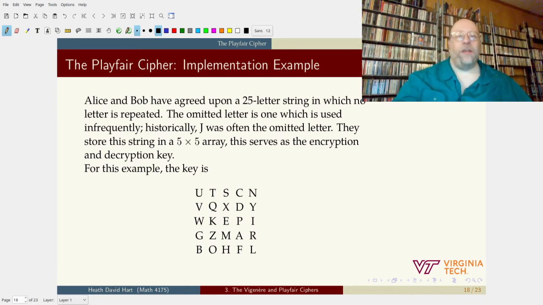And historically it was usually J, but you could agree to limit Q's in the message, for example, instead. It just means if there's a J in the message, we're going to drop it and assume that the other person is intelligent enough to put the J's back in where they need to. All right. Alice and Bob stored this 25-letter string in a 5x5 array, and that serves as the decryption and the encryption key. So this is the key we're using for this example.